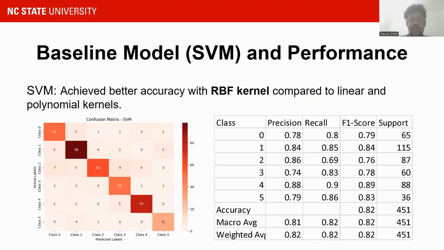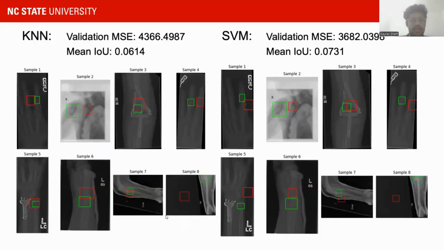Okay, so let's move towards the SVM. SVM gave better accuracy with the RBF kernel, and we got 0.82 accuracy, which is 82%. It performs very well on different classes. Class 1 and class 4, it performs way better. And it also gives more than 50% accuracy for other classes like class 2 and class 3. We still need to perform better for class 5. These are samples of bounding boxes and how well it predicts on KNN and SVM. As you can see clearly, SVM performs a little bit better than KNN. The green boxes and red boxes are intersecting better than in the KNN.